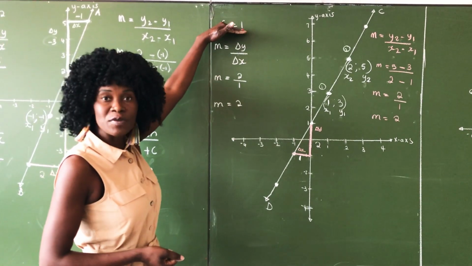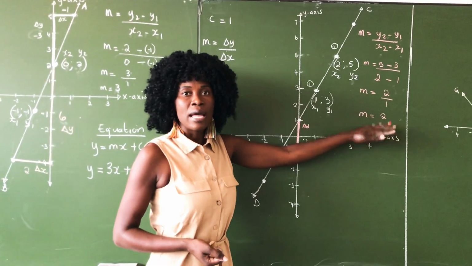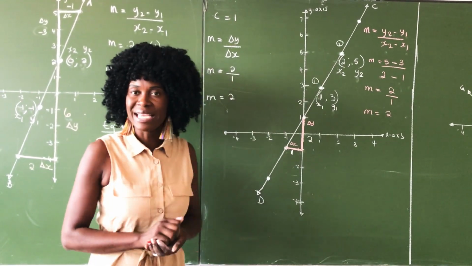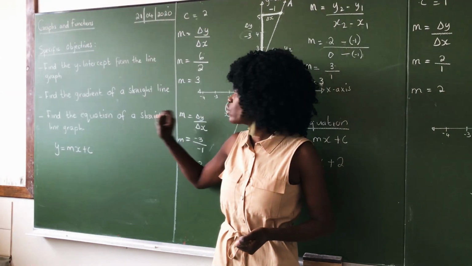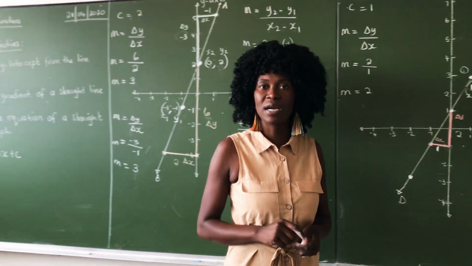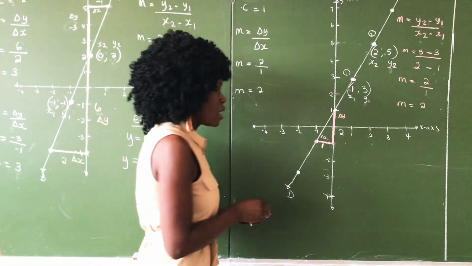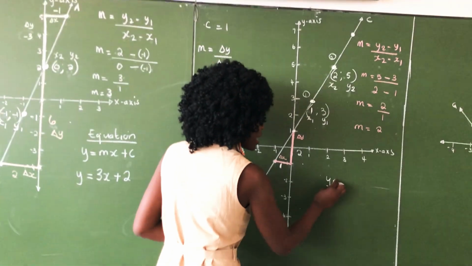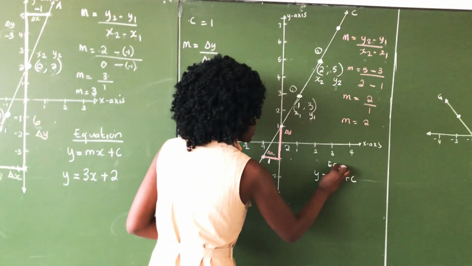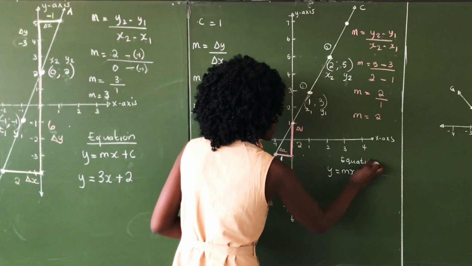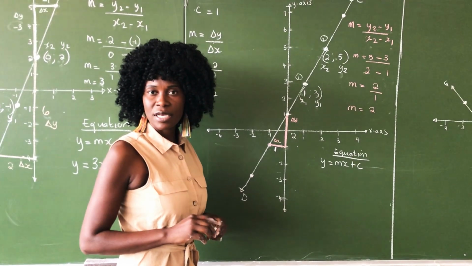Our y-intercept is positive 1. Our gradient is positive 2. Now we have the gradient and we have the y-intercept. We move on to the third objective, which is to find the equation of a straight line. What is the equation of our straight line graph? The general equation is y equals mx plus c. So let's start with the substitution method.